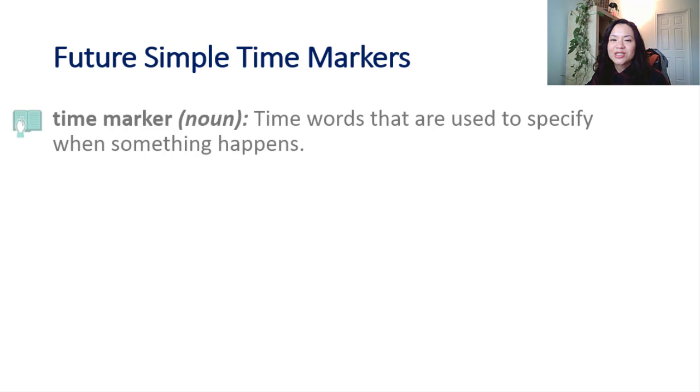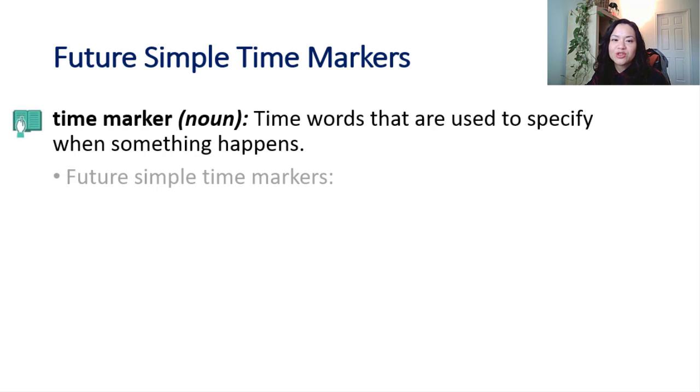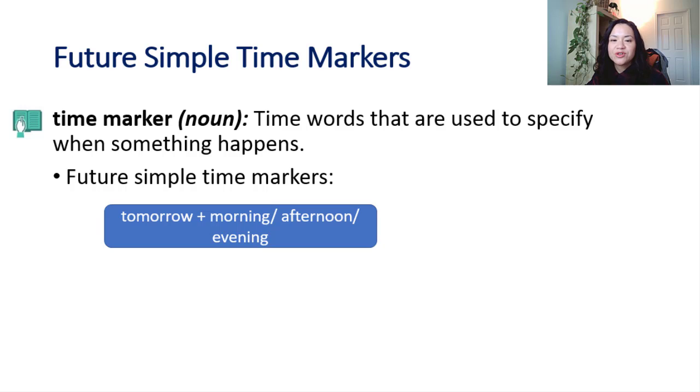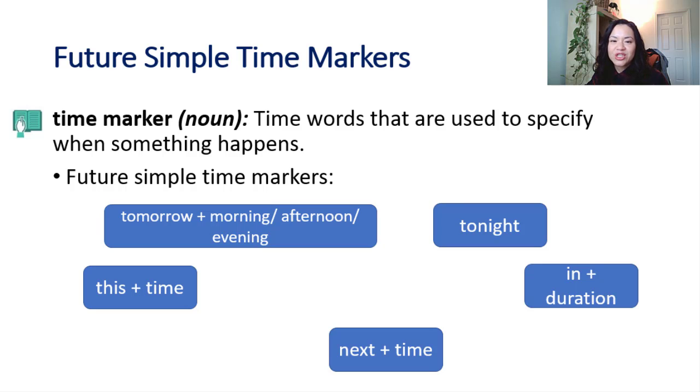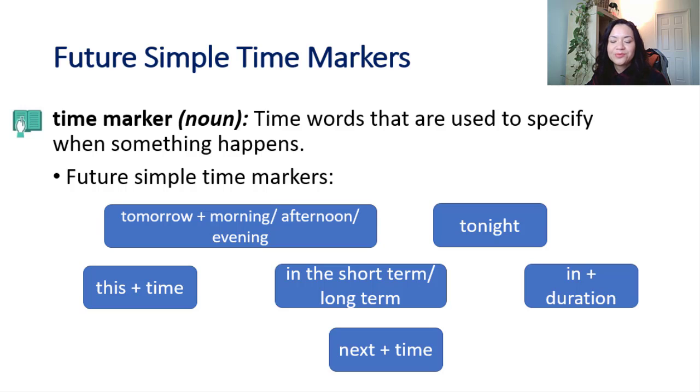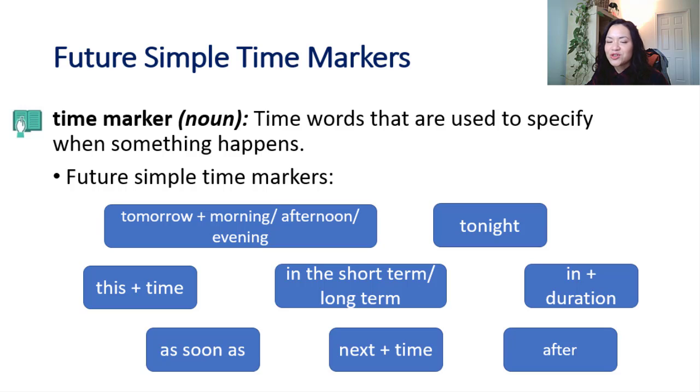Typical time expressions that we would use for simple future include tomorrow morning, tomorrow afternoon, tomorrow evening, tonight, next plus time, this plus time, in plus duration, in the short term, in the long term, as soon as, after, etc.